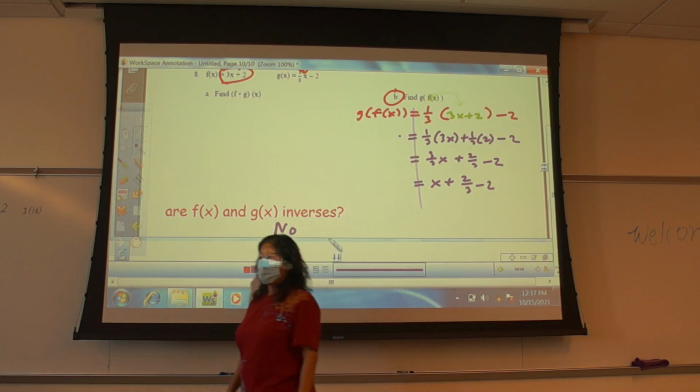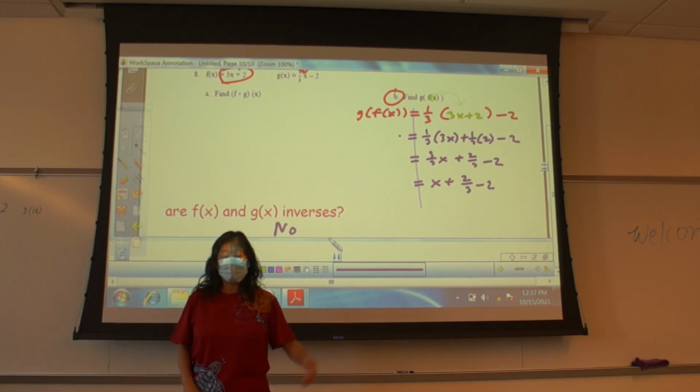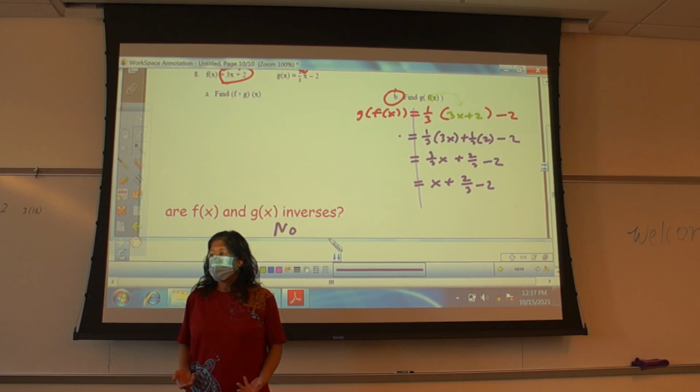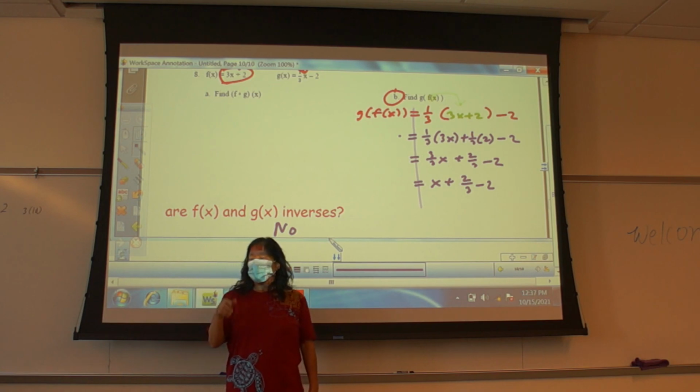So if you ended up with x minus 4, then it would not be correct. They would not be inverses, because I would start with $10 and I would end up with $6. That's not what I started with. That's a scam, right? It's a scam.